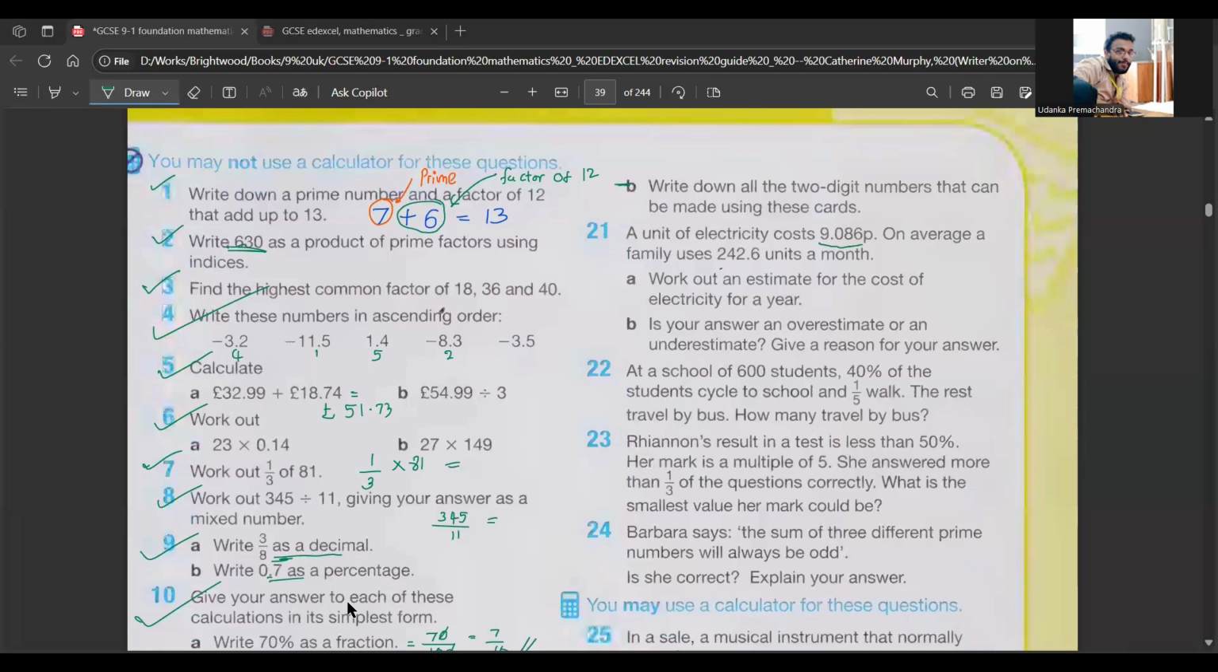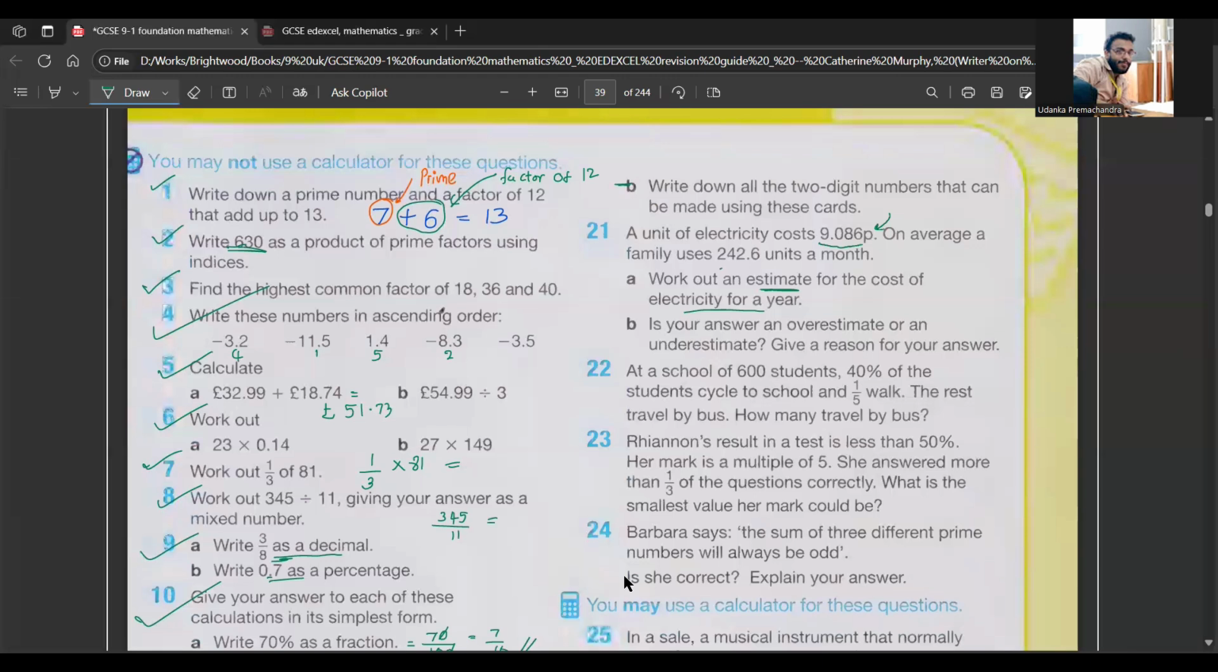Now work out an estimate for the cost of the electricity for a year. So they have given these values. We can round them. First of all, round to the whole number. When you round the unit cost, it's 9p. If I round to the nearest 10, it is 240.